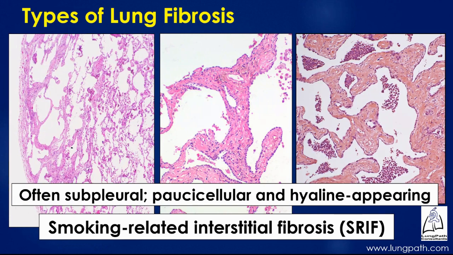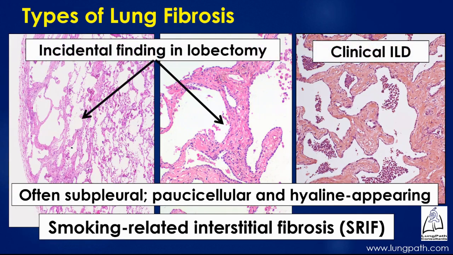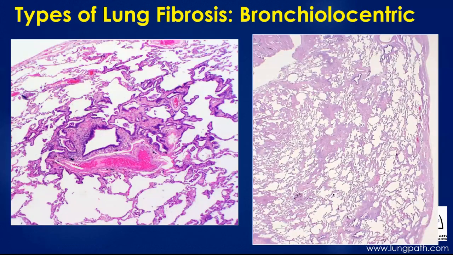Smoking-related fibrosis is often subpleural. It's paucicellular, not a lot of lymphocytes or other cells, and it's somewhat hyaline appearing. Since these patients are smokers, they commonly have smoker's macrophages, as you see on the right-hand panel. The finding in the two middle and left images is just an incidental finding at lobectomy. And if you go to your next lung cancer resection for smoking, look in the subpleural regions and you'll see this as usually an incidental asymptomatic finding. It can become more extensive, as you see on the right-hand side, where there is more diffuse involvement of the lung and the patients have interstitial lung disease, and a variety of names have been applied to this, such as desquamative interstitial pneumonia or fibrotic NSIP in a smoker, and I won't get into that rather esoteric argument.